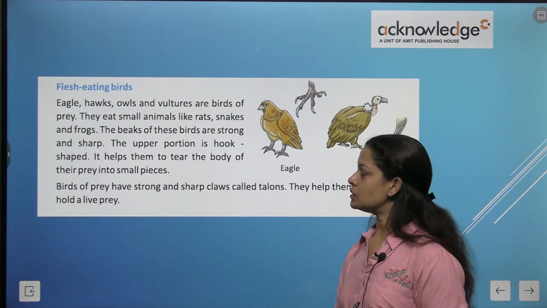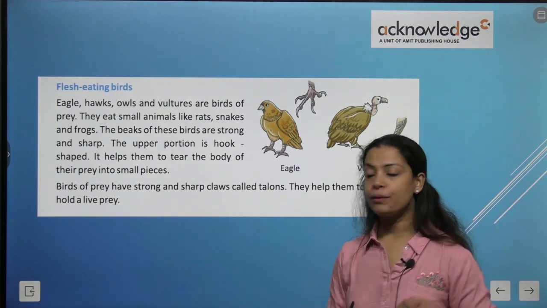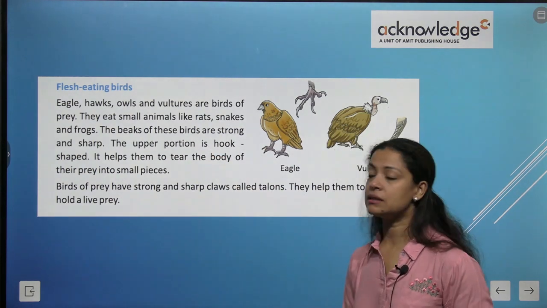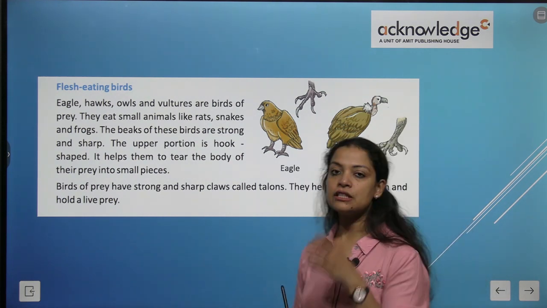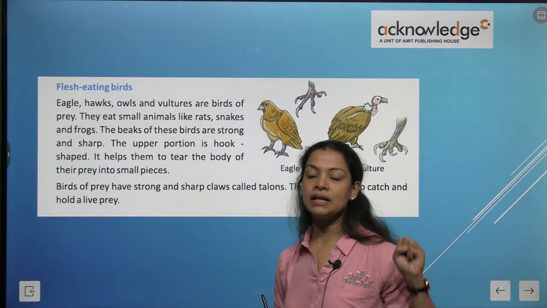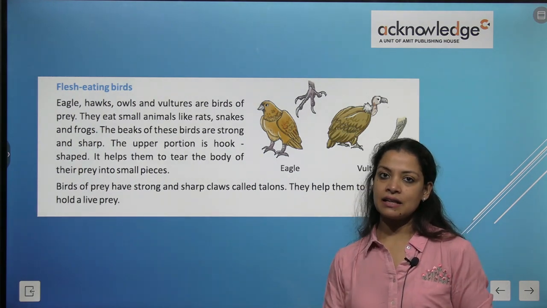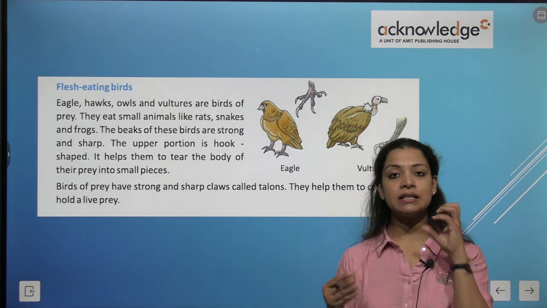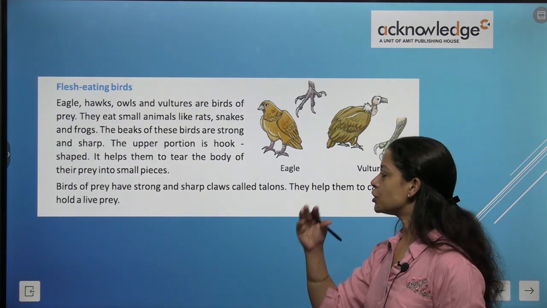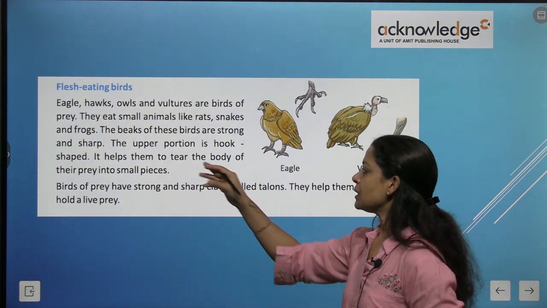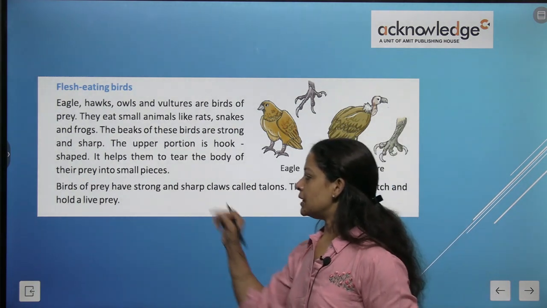Flesh eating birds. Which ones are they? Eagle, hawk, owl, vultures. They are the birds of prey. They eat small animals like rats, snakes, and frogs. And the beaks of these birds are very strong and sharp. Who am I talking about? Eagles, hawks, owls, vultures. They feed on what? Snakes, rats, and small creatures. So they have a very strong and sharp beak. The upper portion is hook shaped. It is shaped like a hook. It helps them to tear the body of the organisms they are eating into small pieces.